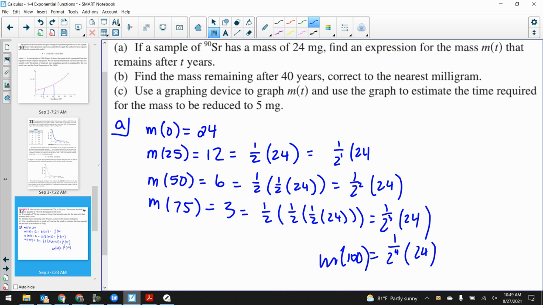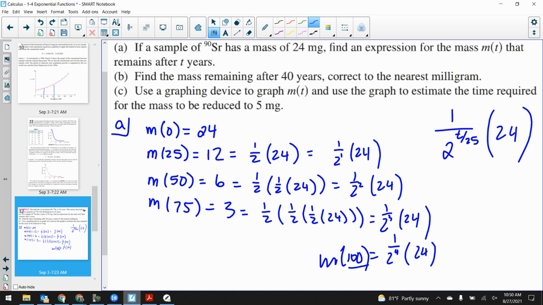So how do I relate my input of time to this power? Well, what I'm really doing is saying, if my input is time, this is the number of half-life cycles it's going through. It went through 0 cycles, 1 cycle, 2 cycles, 3 cycles, and 4 cycles of half-life, right? So what we can really say is 1/2 to the t divided by 25, times the original amount of 24. That's my equation that's going to represent this function.